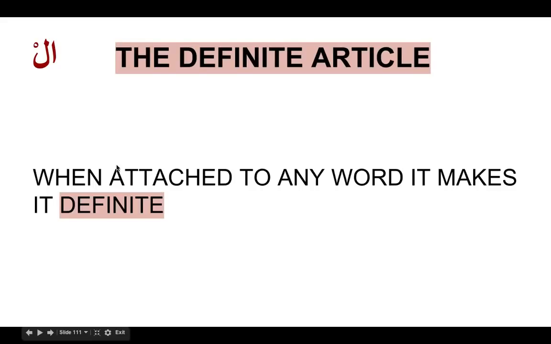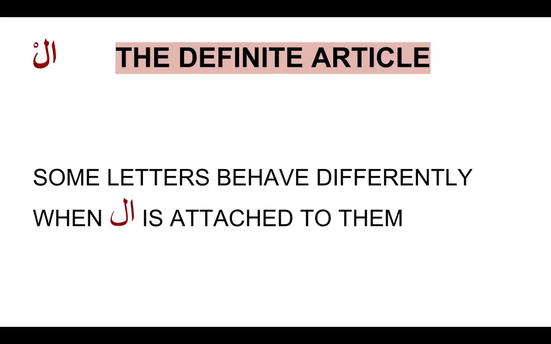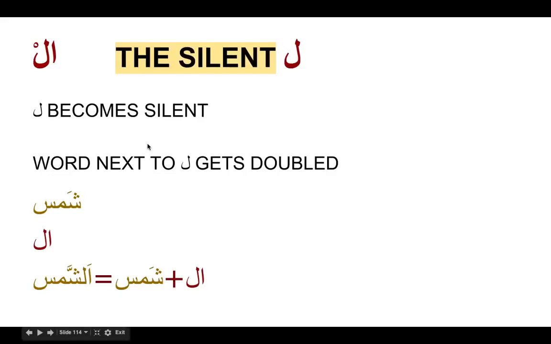However, when this al can be attached to all the letters, any letter which can begin a word, some letters behave slightly differently when al is attached to them. So what I try to call is a silent L. For example, in English we say talking, but when we write it we write L, t-a-l-k-i-n-g, but we don't pronounce the L.